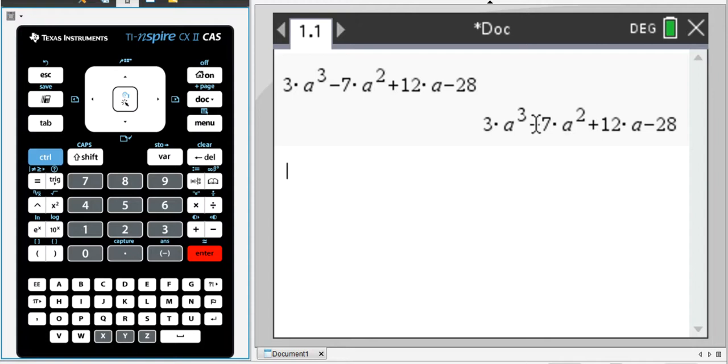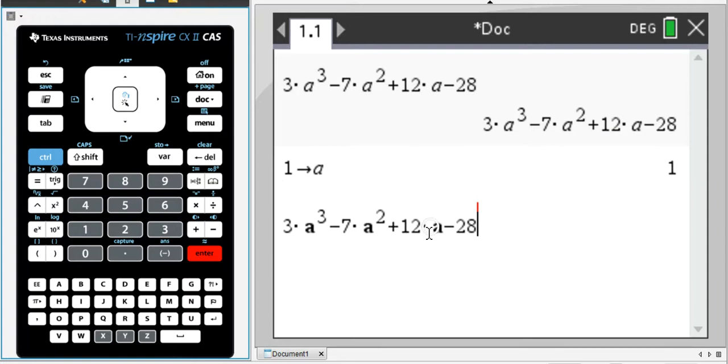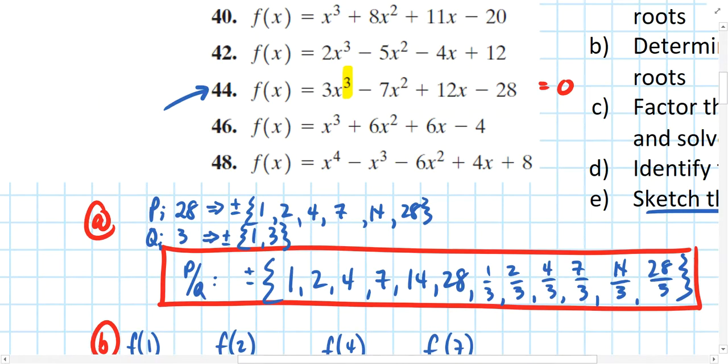Now I need to store the value 1 in place of a. So I press 1, control variable to recall the store command, and then I'll type the letter a. Now the letter a is stored in place as the number 1. When I copy the equation above by highlighting it and pressing enter, it copies down, and we've got a result.